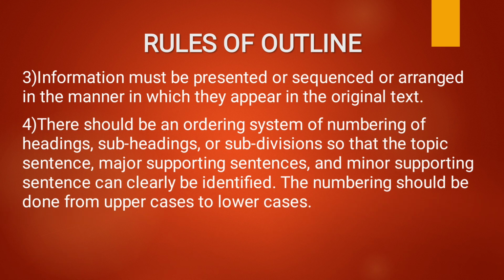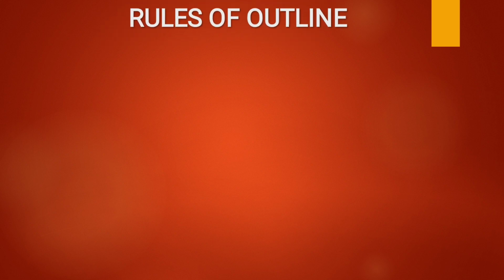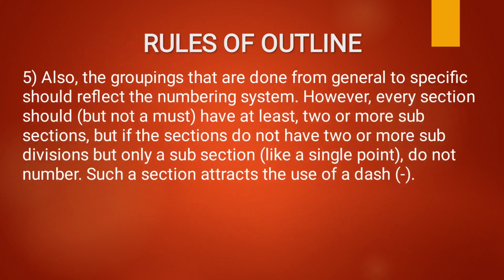So that is what point number 4 is saying. Now, rule number 5. Rule number 5 says that also the groupings that are done from general to specific should reflect the numbering system. Look at it. However, every section should, but not a must, have at least 2 or more subsections.